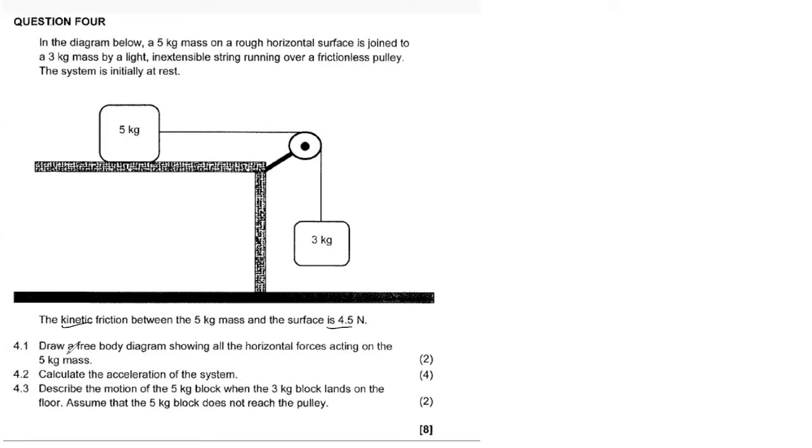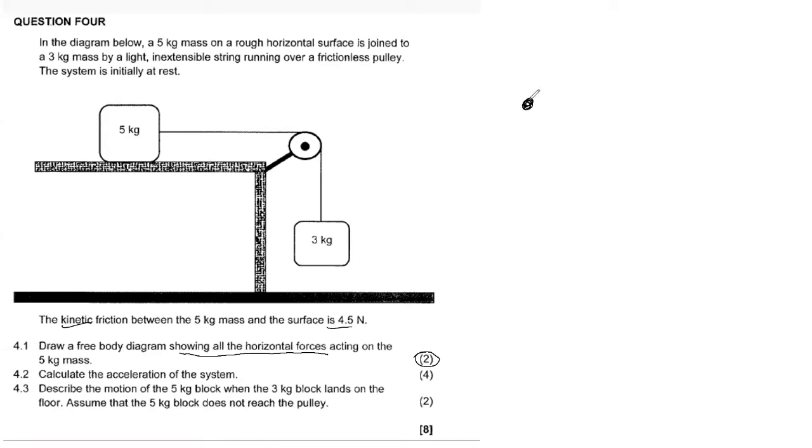Then 4.1 says, draw a free body diagram showing all the horizontal forces. Note, showing all the what? Horizontal forces acting on the 5 kg mass. And as you can see, it's only 2 marks. So we only need to show the horizontal forces.